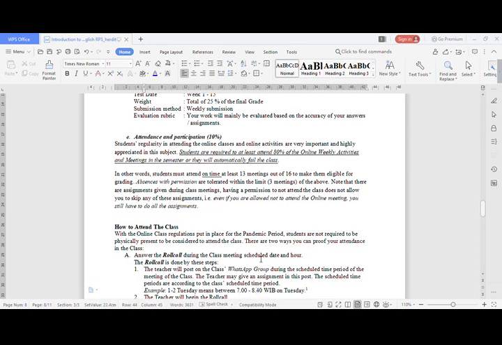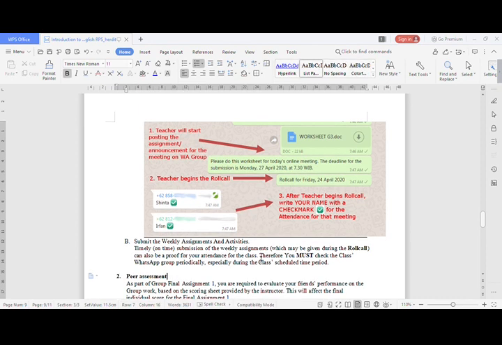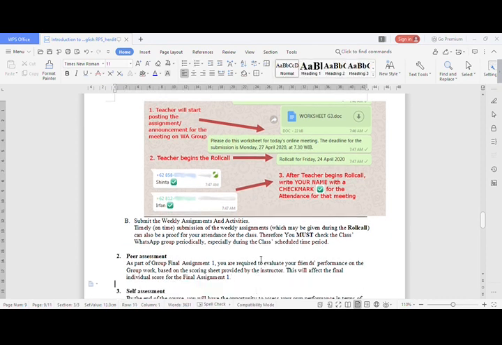So how to attend the class? You do the roll call. I think I have already detailed it here. I don't think there's any problem here. Remember to do this on time. If it is not on time, I may give you a reduction on your overall performance.